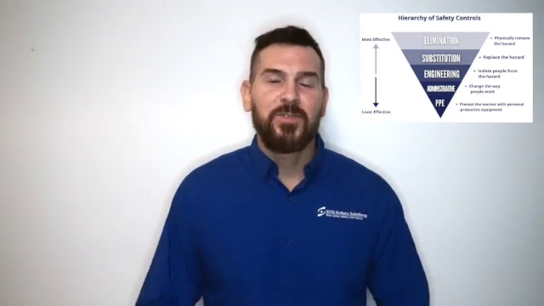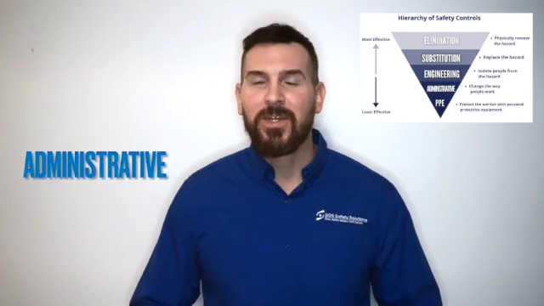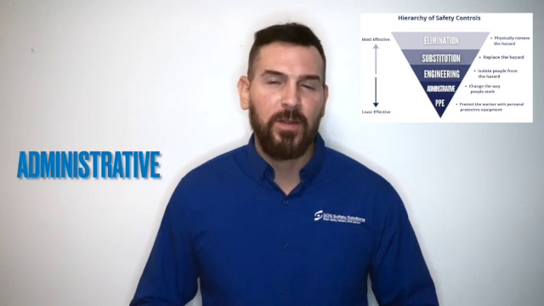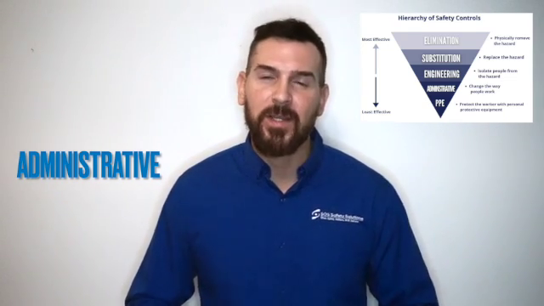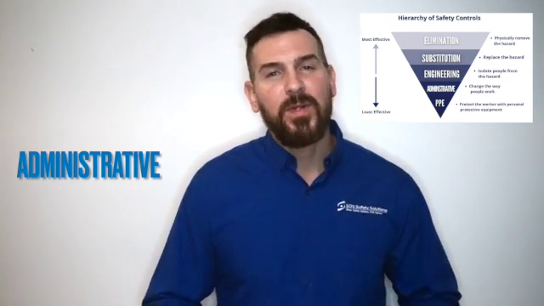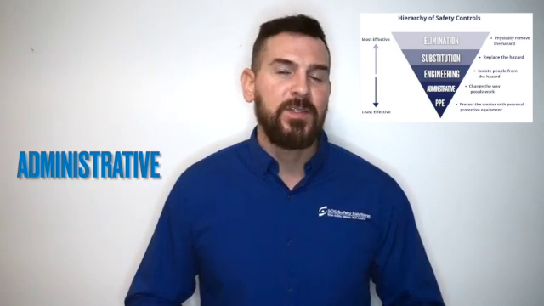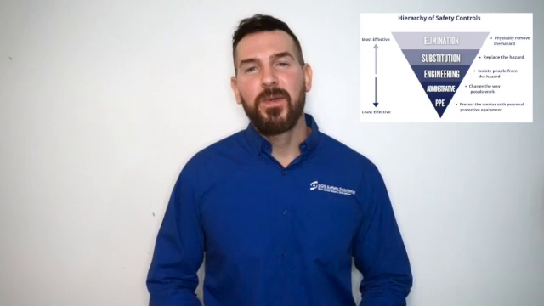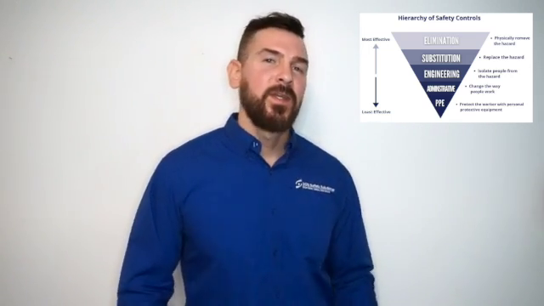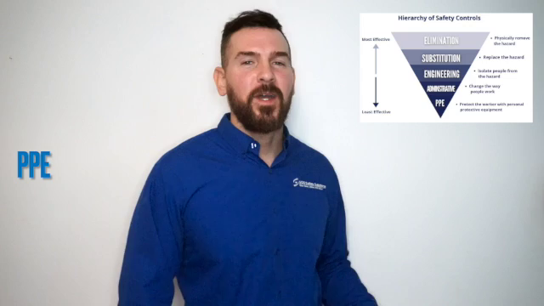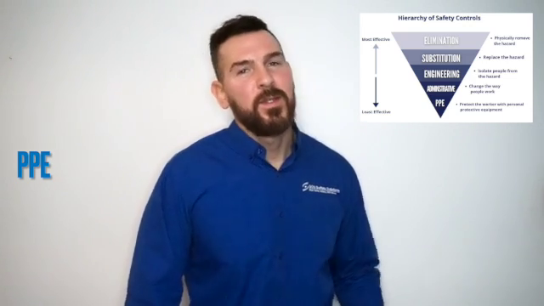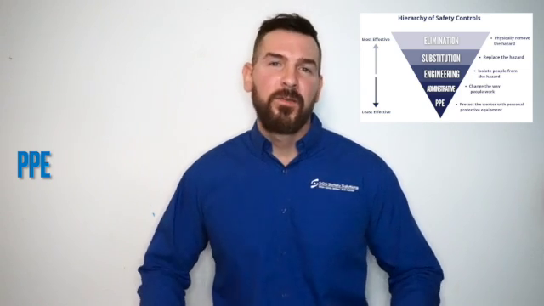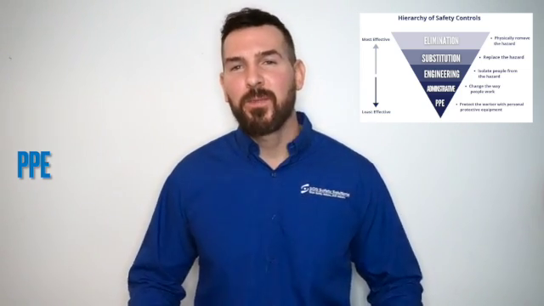Our next safety controls in the hierarchy are administrative controls. Administrative controls change the way people work. These are policies, procedures, and training. Again, they're towards the bottom of the pyramid because they're not as effective as the other controls where we change the work environment. The least effective safety measure that we can put in place is personal protective equipment, otherwise known as PPE. Examples of this might be safety glasses or face mask or hearing protection.